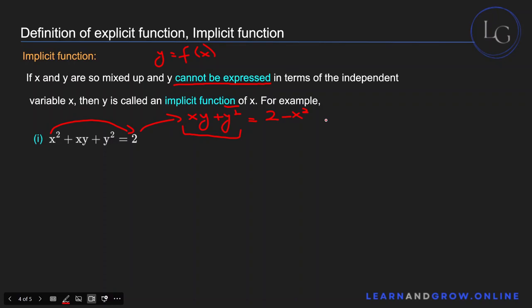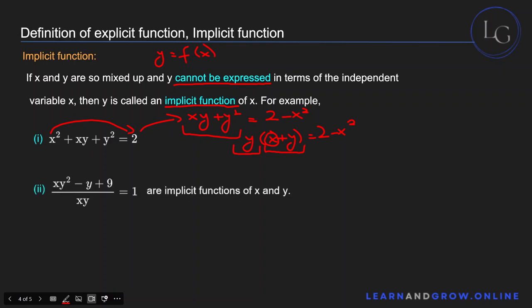So at the max, what can you do? You can just take one y common here. That'll become y(x plus y) is equal to 2 minus x squared. Now both this term has a y and this term also has a y. So you cannot take this x term here separately, and hence you're stuck. And this is an implicit function of x.